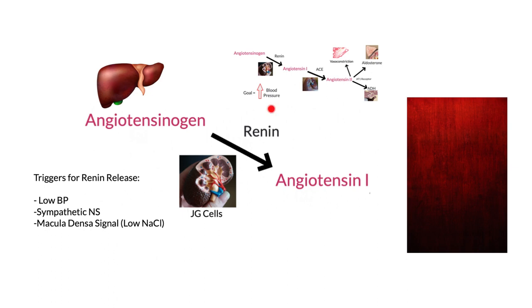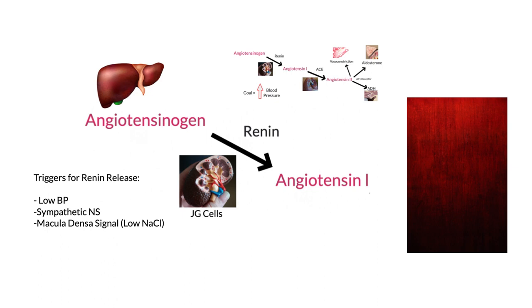So we know the goal of our RAAS pathway is to eventually raise the blood pressure. So it makes sense that renin is going to be released in times that we have low blood pressure, and going along with that also when we have low blood flow to the kidney. This is going to be detected by the baroreceptors that are in the walls of the blood vessels, and it's going to signal to the JG cells to release the renin.